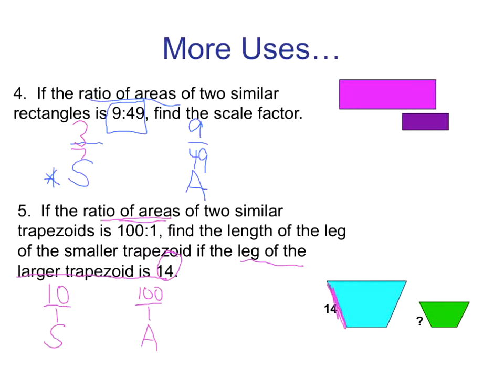So here they're saying this one's 14. What is the little one? So here's my question to you guys. I know I'm going to have to set up a proportion, right? I'm going to have to say something over something equals something over something. Which, don't answer yet, which ratio do I have to use for one of them?